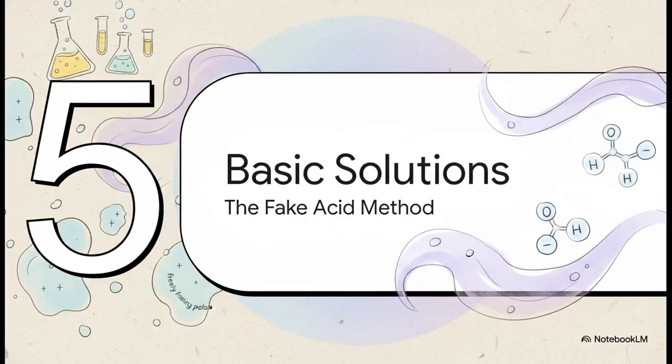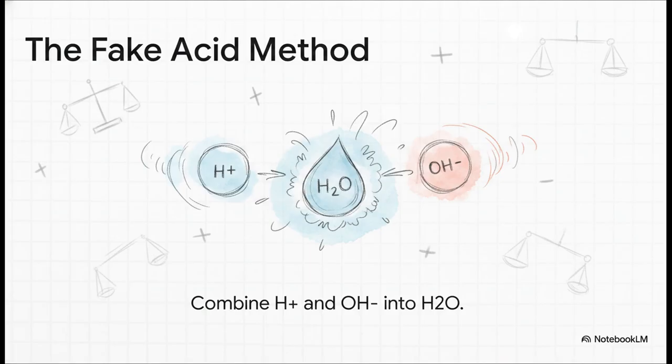And lastly, section 5, basic solutions. Okay, so the previous steps cover acidic solutions where protons are just freely floating around. But what happens if our reaction is in a basic solution? One full of hydroxide. Well, the easiest way to handle basic solutions is this brilliant trick called the fake acid method. You literally do the exact same steps we just covered, basically pretending the solution is acidic to get your balanced equation. But then you execute a final pivot.